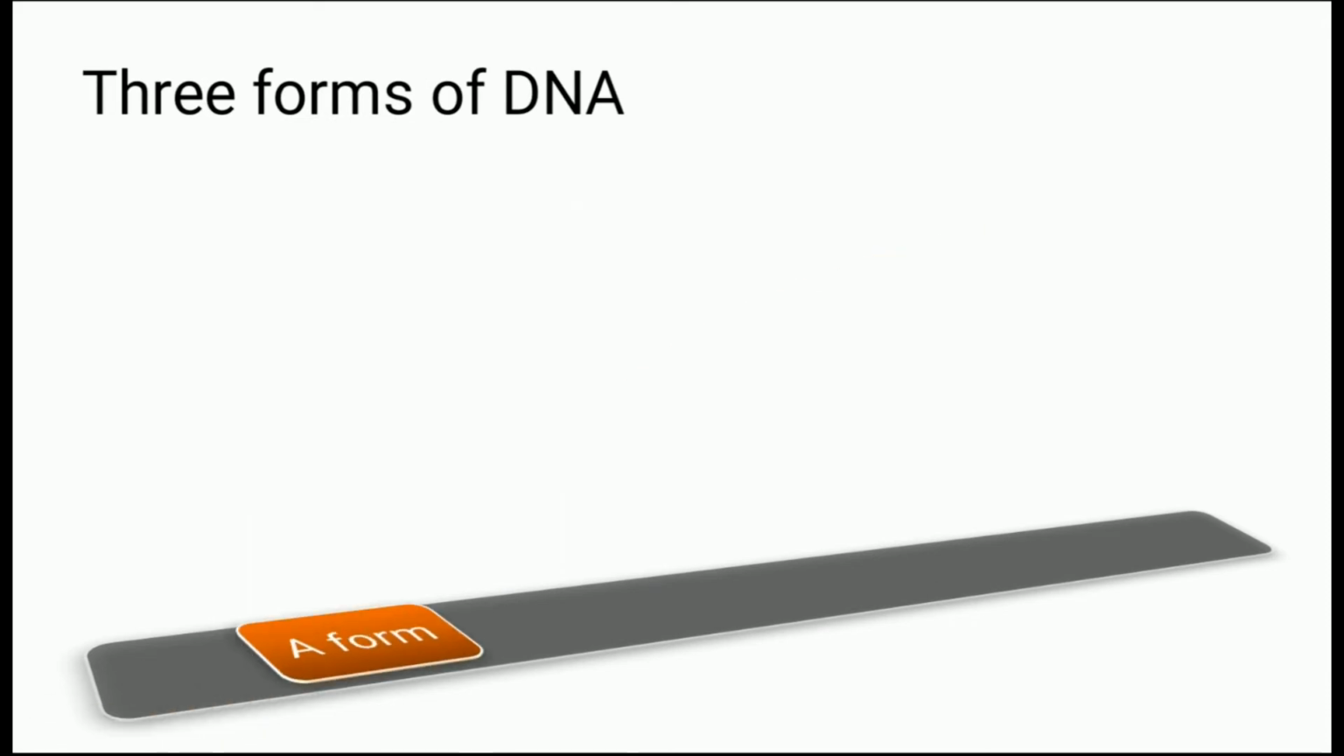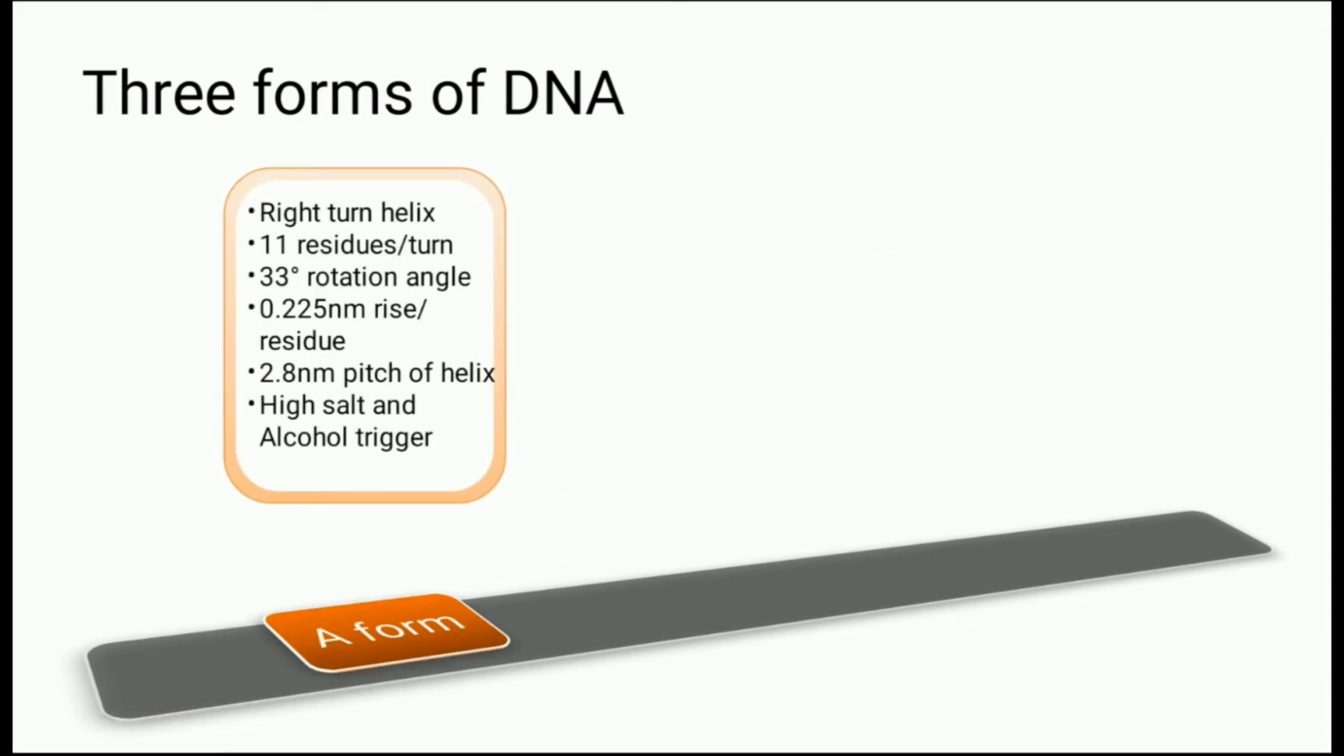And DNA exists in 3 forms. The first form is called the A form. This is a right-turn helix, and generally 11 residues per turn are observed, with a 33-degree rotation angle for each base pair. A 0.225 nanometer rise per residue is observed, and the pitch, meaning one complete 360 degree turn, is around 2.8 nanometers in the A form. Generally this form occurs when DNA is exposed to high salt and high alcohol conditions.